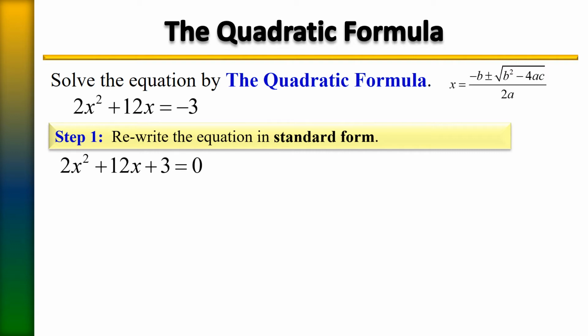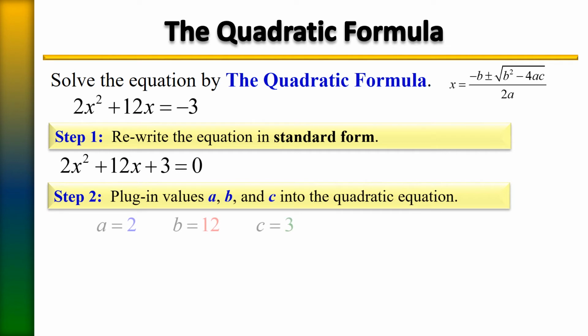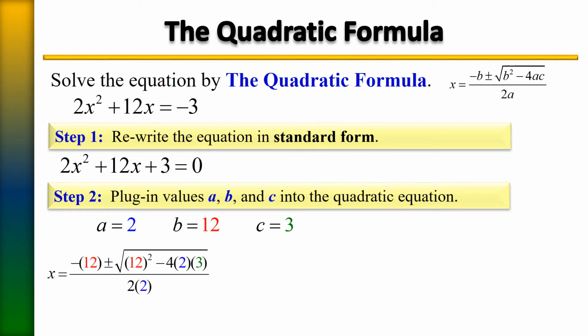So the coefficient of the first term we call a. In this case, 2 is a. The coefficient of the second term, we call that b, so in this case, b is 12. And the coefficient of the last term, we call that c, and in this case, c is 3. Okay? So a is 2, b is 12, and c is 3. And so from there, you're just simply going to plug those points into the quadratic equation. So when we do that, it looks like so.